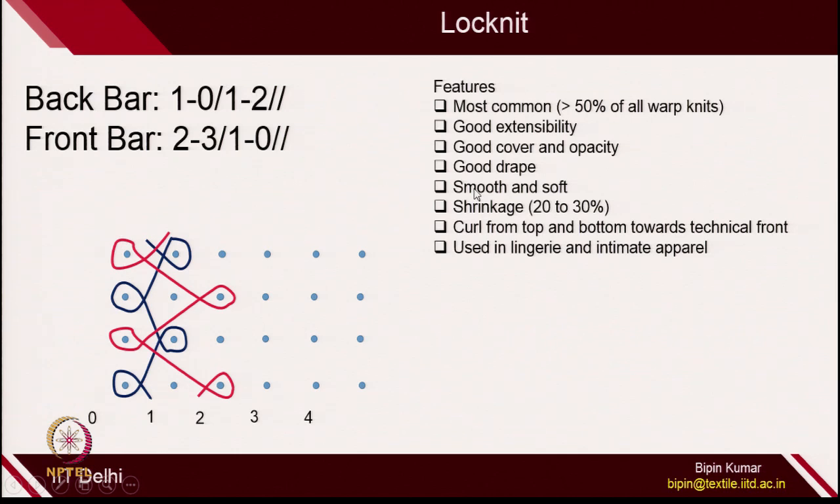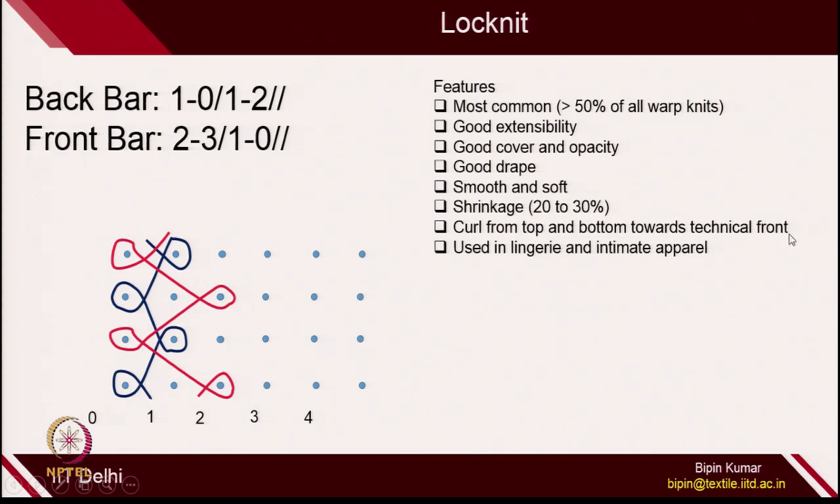The fabric looks very smooth and soft in touch, and in terms of shrinkage you can expect up to 20 to 30%, which gives a lot of extensibility because it has long underlap. Once the fabric comes out of the machine, it will shrink by 20 to 30% from its original length. It will also curl from the top and bottom towards the technical front side.